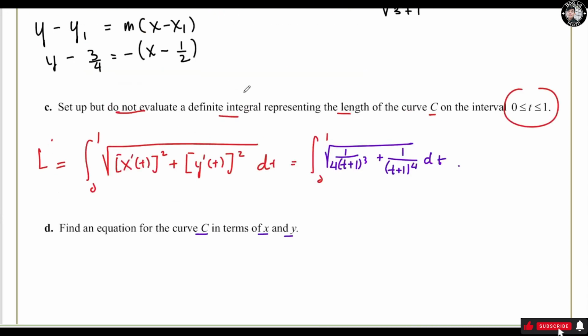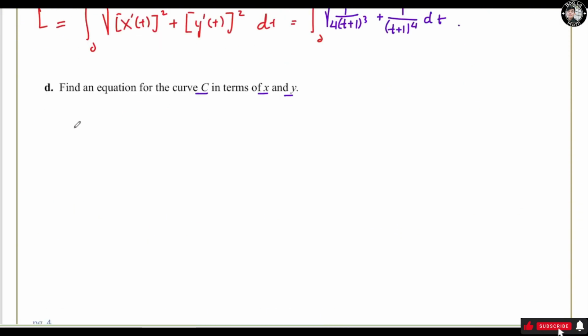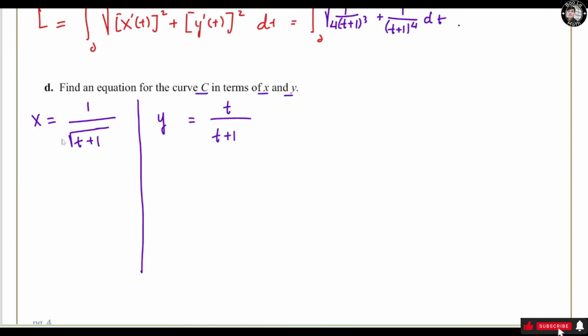So we go back over here, x right here, y right here, right? We copy this one down. Now for this equation, we need to solve for t, right? So we square both sides, so we have s squared equals 1 over t plus 1, right? So t plus 1 equals 1 over s squared. Then t equals 1 over s squared minus 1.